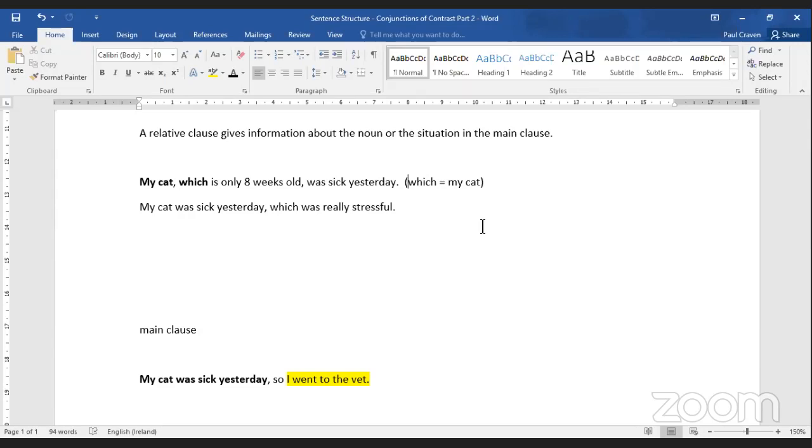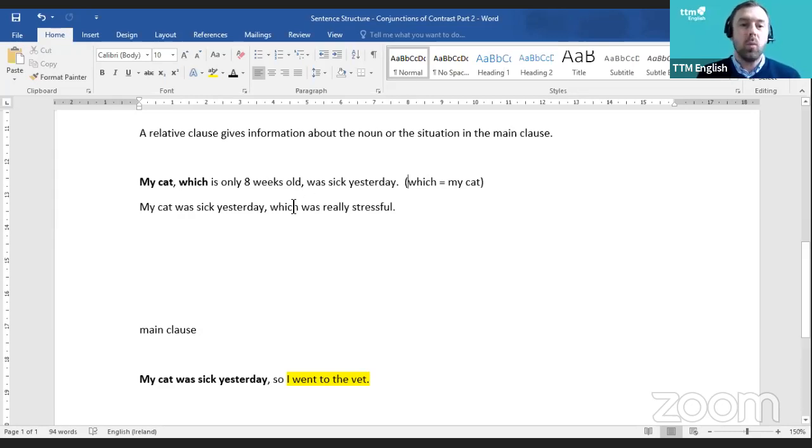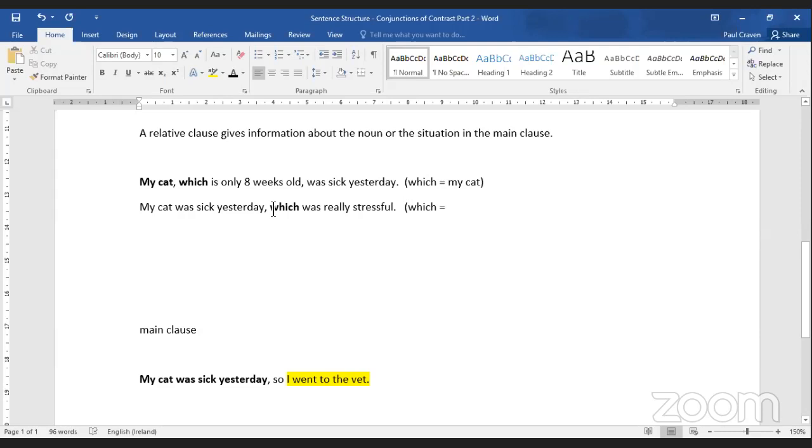Okay, so my cat was sick yesterday, which was really stressful. So here, what does that mean? What are we talking about now? My cat. No, we're not actually, and the reason why is this. Let me give you another. I'll go through the same questions. Where is the word which in the sentence? After the comma. Just after the comma, okay.